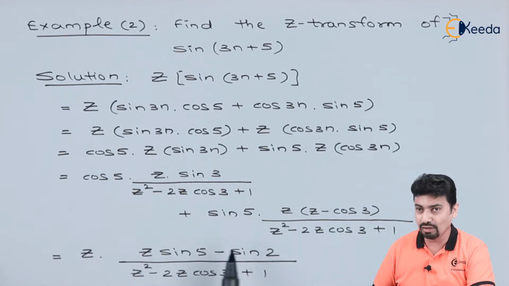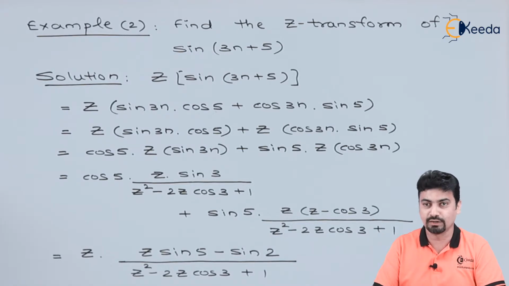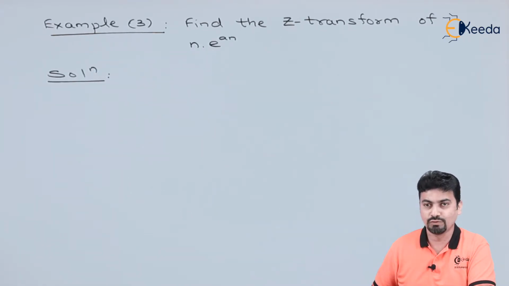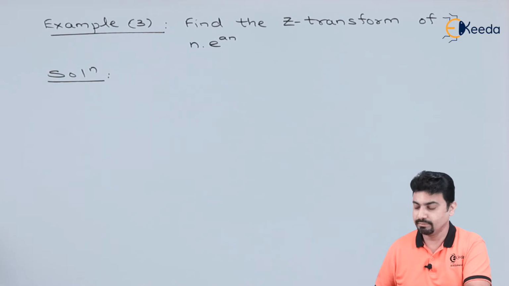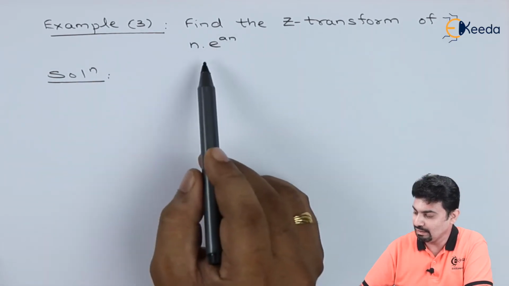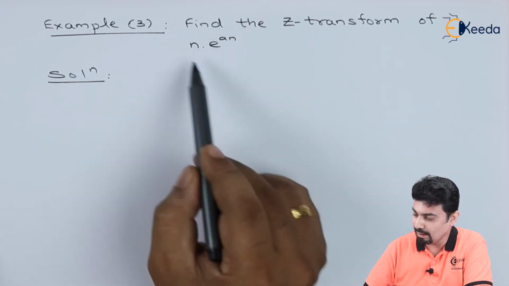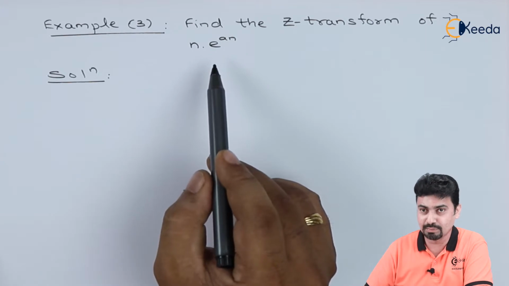Correct? So from all this, when we simplified, we get Z into Z sine phi minus sine 2 whole upon Z square minus 2Z cos 3 plus 1. That gives us the answer for the Z transform. The next example of Z transform, let us start with that. The example is, find the Z transform of n into e raised to an. Now here we have to use the damping rule, so we will be making some adjustments before that.